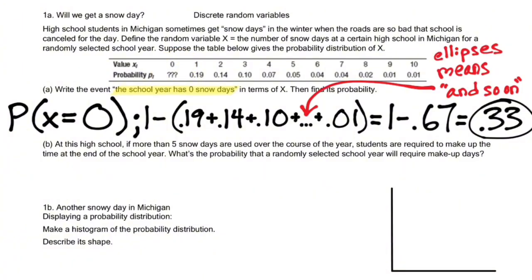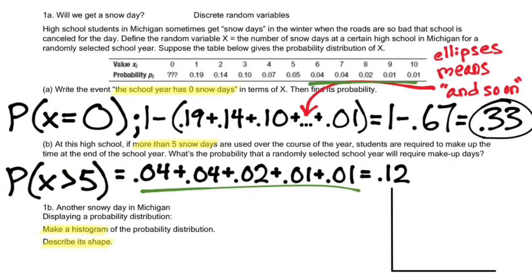At this high school, if more than 5 snow days are used over the course of the year, students are required to make up time at the end of the school year. What's the probability that a randomly selected school year will require makeup days? The key words: more than 5 snow days. So when you set up your work, you're going to want to show the probability that there are more than 5 days. So x is greater than 5, and then go ahead and make that calculation.